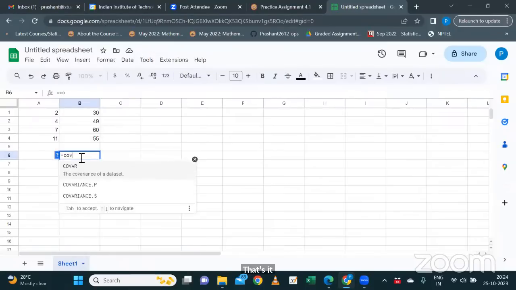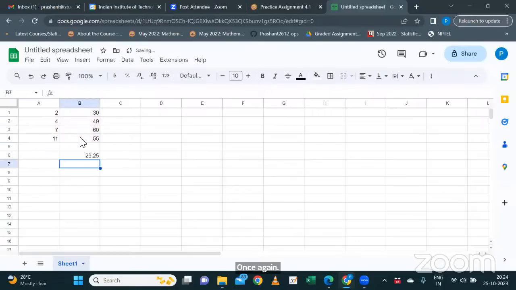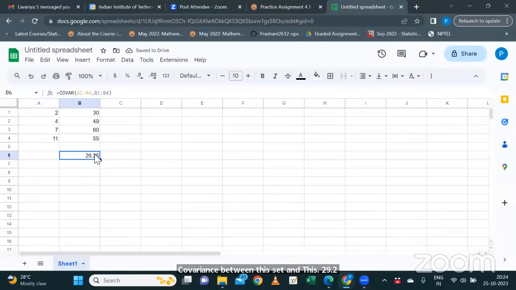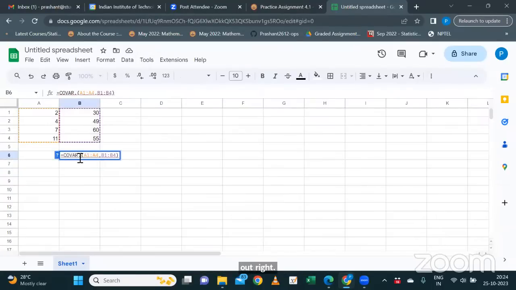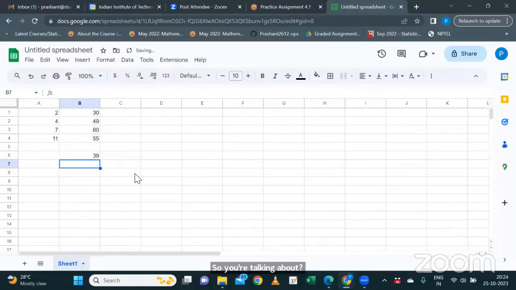Yeah. One second. Covariance between this set and this set. 29.25 is coming out, right? So you're talking about the sample covariance. 39 is there. But when I calculate, it comes around 3 something.